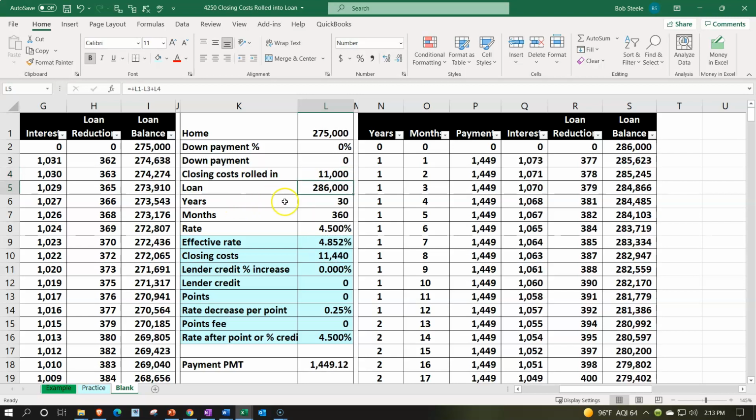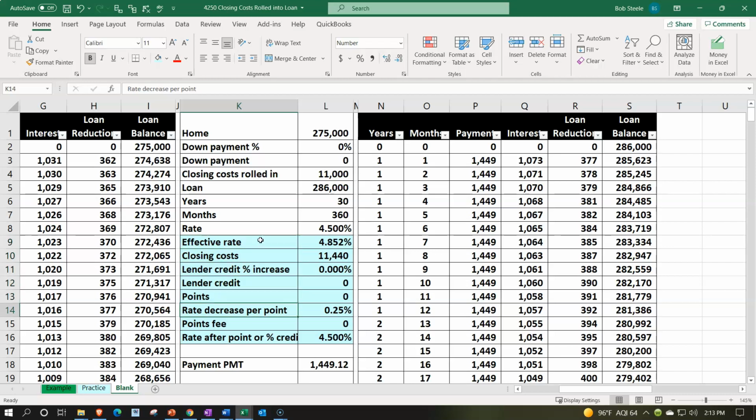So then the end result is going to be the 286. That's the 275 plus the 11,000. So now our loan is going to be at the 286, our starting point, rather than the 275. That means that we're not paying that 11,000 up front if we can get that set up in that way. However, we are going to end up paying interest on it as well.